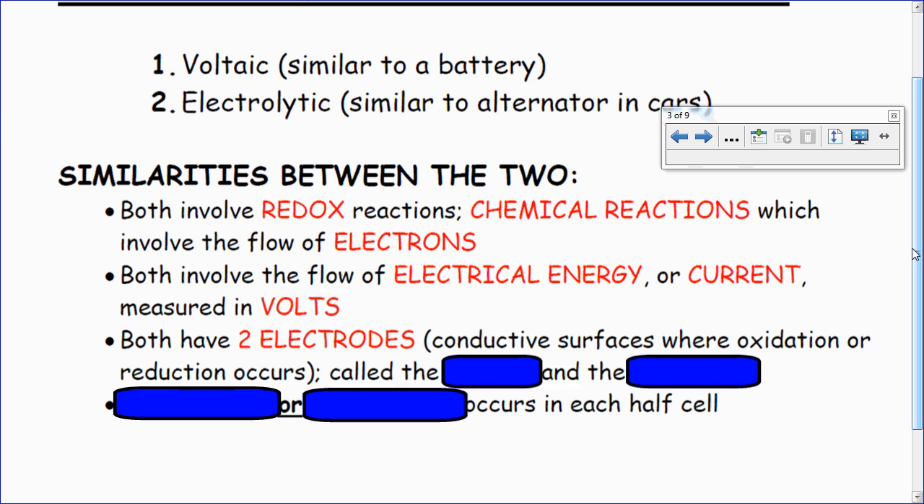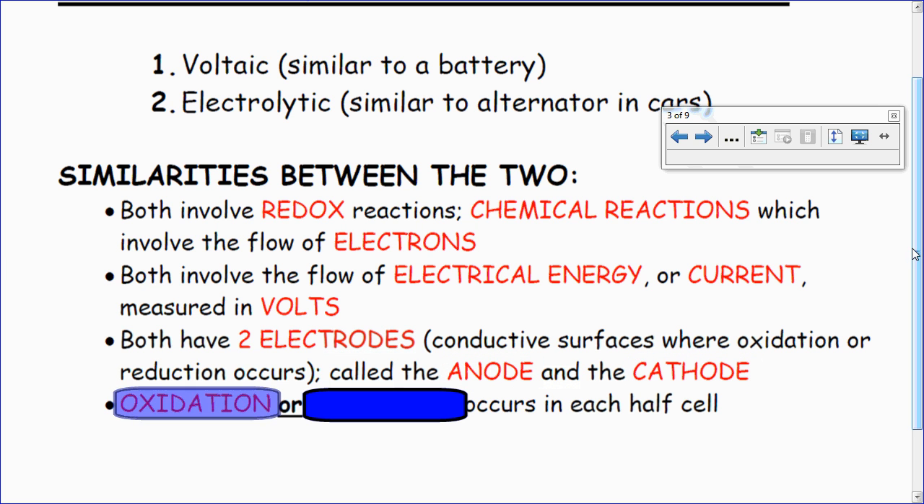Both have two electrodes, conductive surfaces where oxidation or reduction occur, called the anode and the cathode. These are like the positive and negative terminals of a battery. Every battery has them. Oxidation or reduction occurs in each half cell. So voltaic and electrolytic cells both have all of the following things in common: anodes, cathodes, oxidation, reduction, transfer of electrons, period.